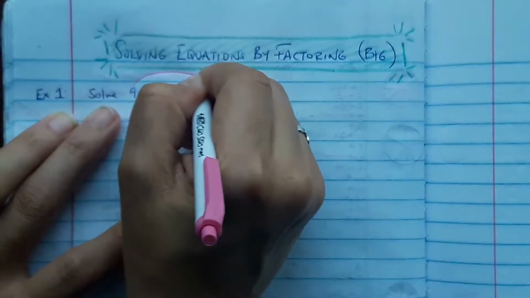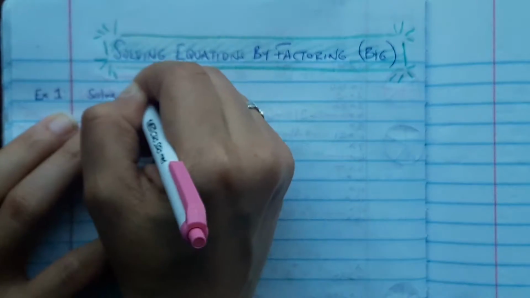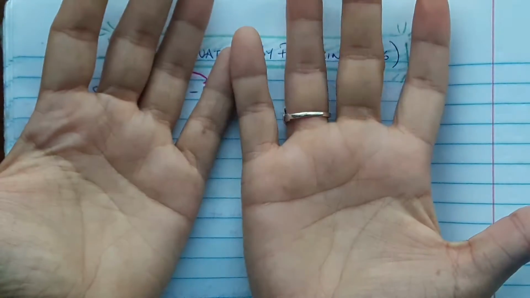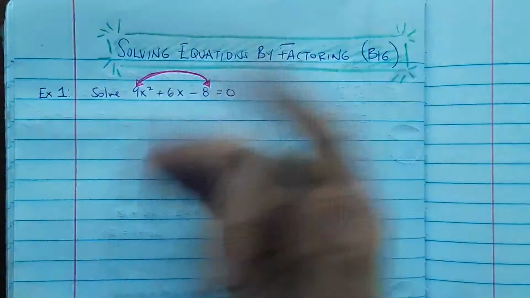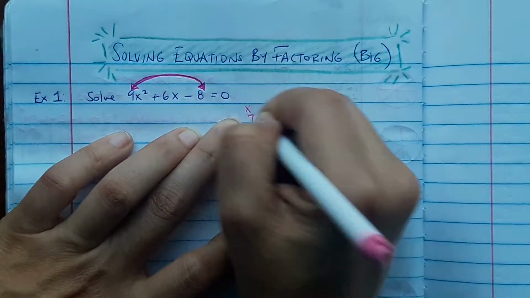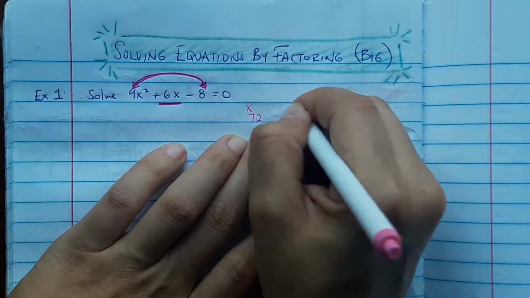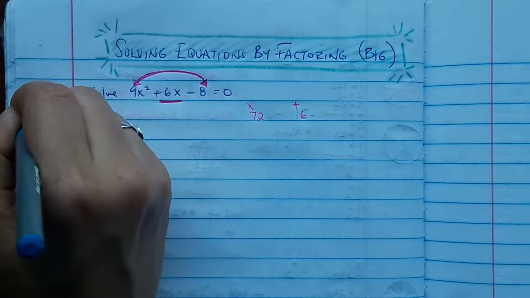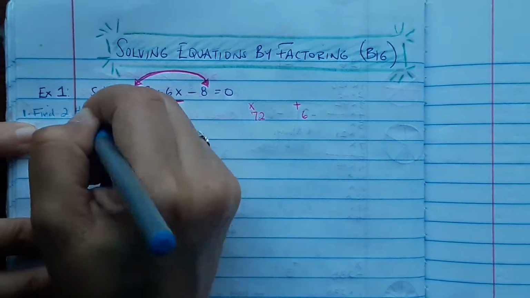Alright, so you need two numbers that multiply to whatever the first and the last term multiplied together are. So 9 times negative 8 is negative 72. So two numbers that multiply to negative 72 and add to the middle, which is positive 6. I don't know why I didn't put the negative. I'll put it in later.